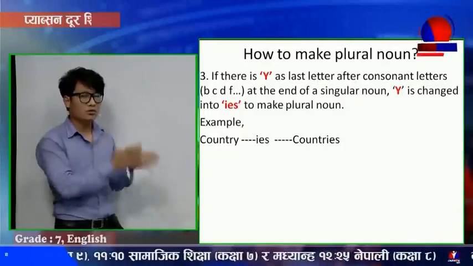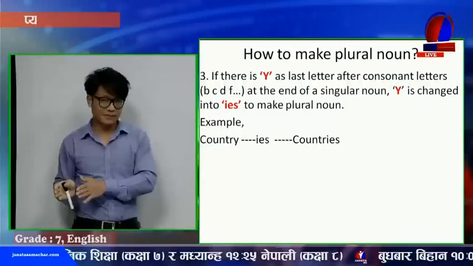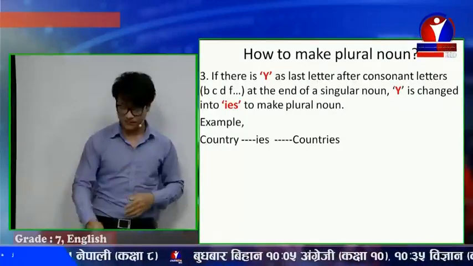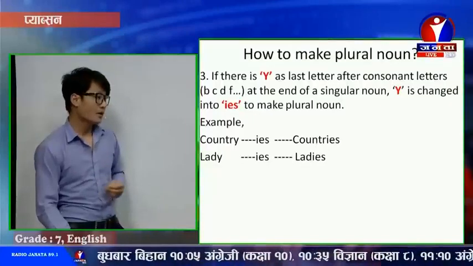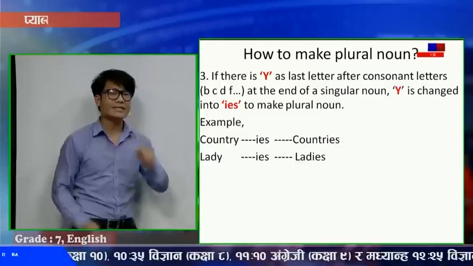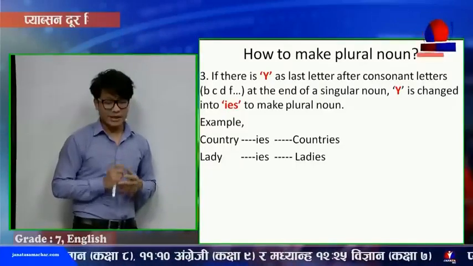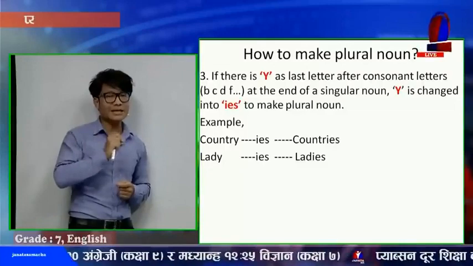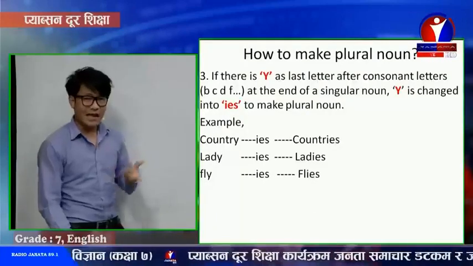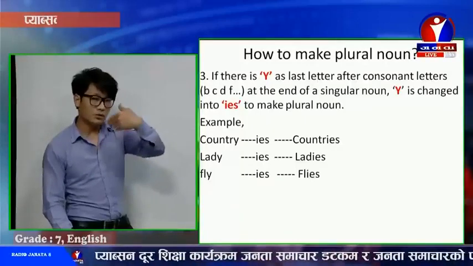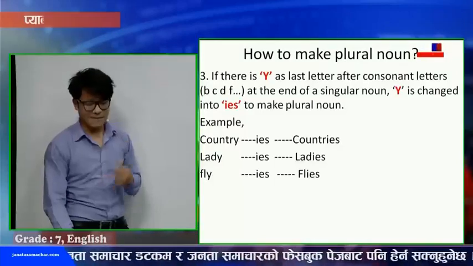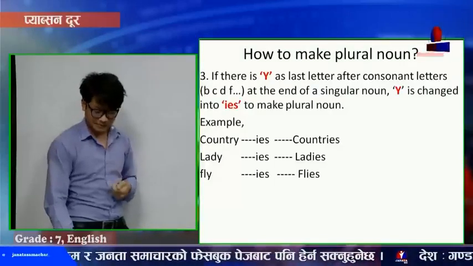C-O-U-N-T-R-Y, this singular countable noun country becomes C-O-U-N-T-R-I-E-S, countries. Next, lady. L-A-D-Y, lady. And obviously before Y there is a D, and D is a consonant letter. So lady becomes ladies. Lady, ladies. Next, fly, flies, F-L-Y. We need to change the Y into IES, and it becomes F-L-I-E-S, flies. Fly, flies.